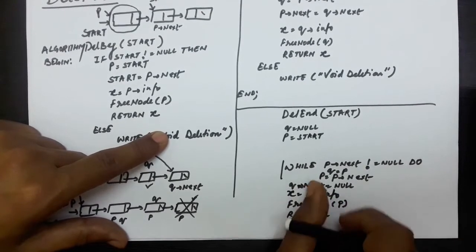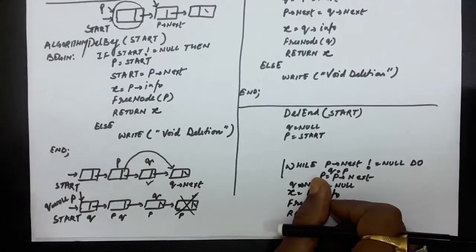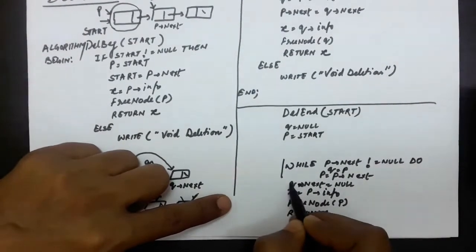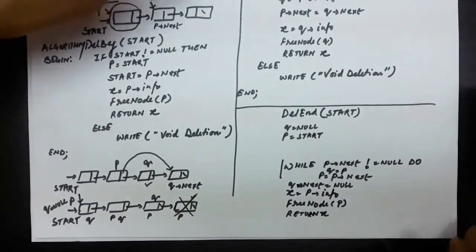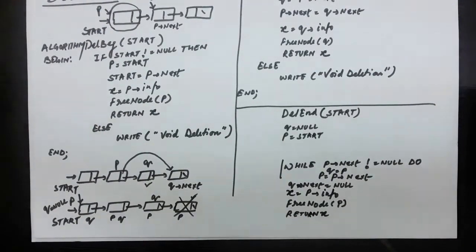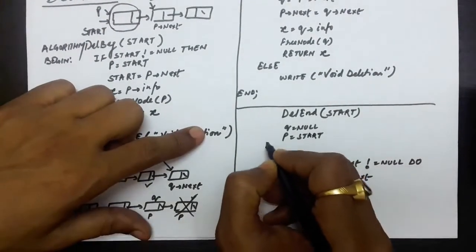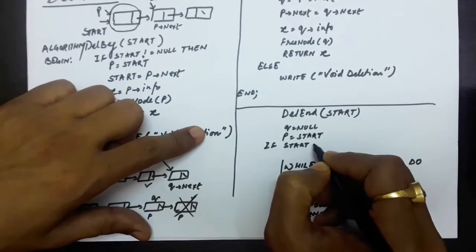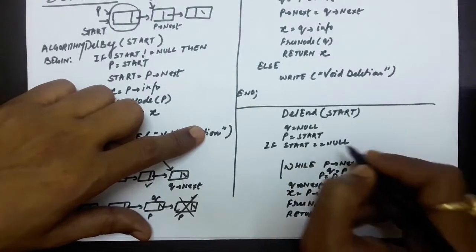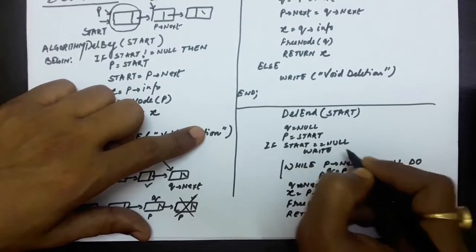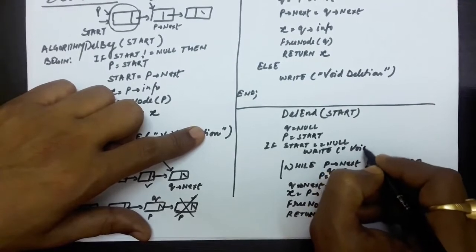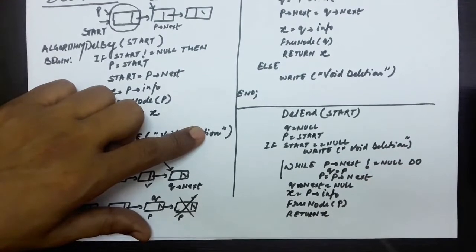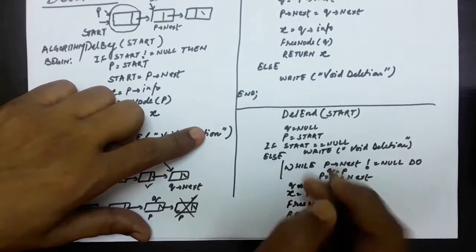What could be the exceptional condition? Let's say the linked list is null. So if the linked list is null, the deletion will not be possible. So let's say we are writing the condition here. If start is equal to null, then we will write the message that deletion is not possible. Otherwise, everything that we have written will be performed.